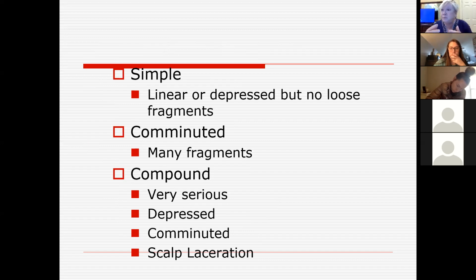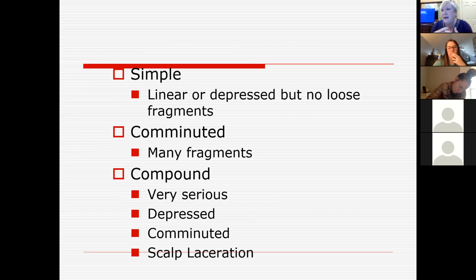Now, any of these could be depressed. If it's depressed, then it's bad, whether it's linear, where one side went in and one side didn't, or whether it's lots of little pieces that got squished in. Maybe it doesn't have to be squished in. Or whether it's compound and part open or squished. So depressed is worse and compound is worse, because when it's open to the skin, you've got an opening for infection to get in.